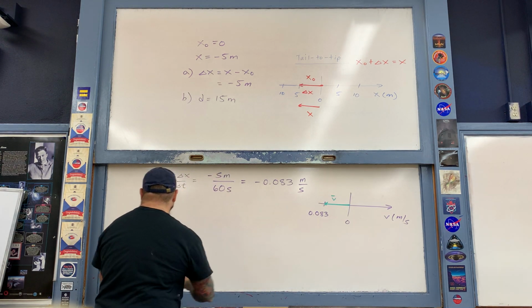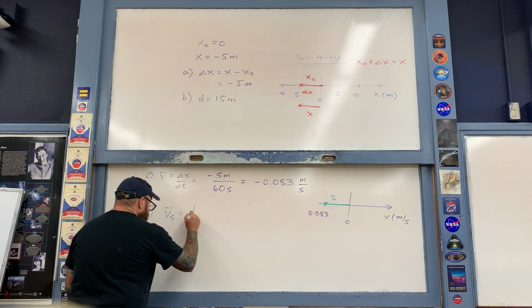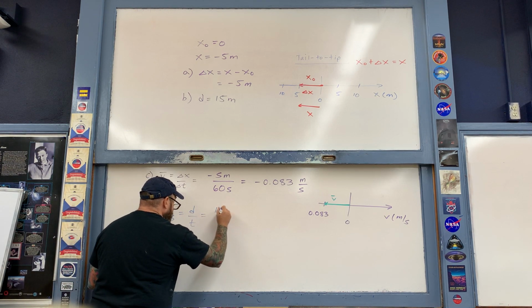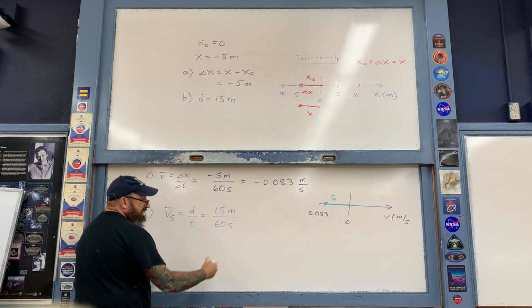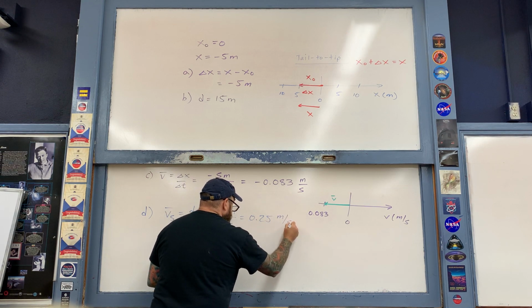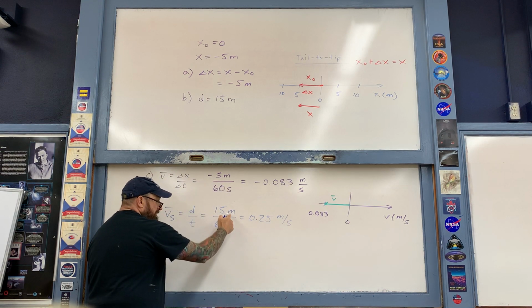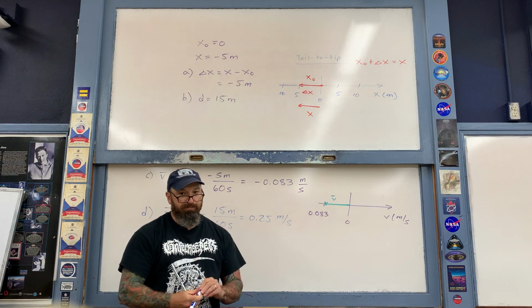Now illustrating the difference between average velocity and average speed, let's finish the example here with part D. In part D, we're now calculating average speed, which is just distance divided by time. It's 15 meters divided by the same 60 seconds. 15 divided by 60 is just 1/4 or 0.25 meters per second. Once again, the units here are meters per second. The units of speed and velocity are in fact the same.